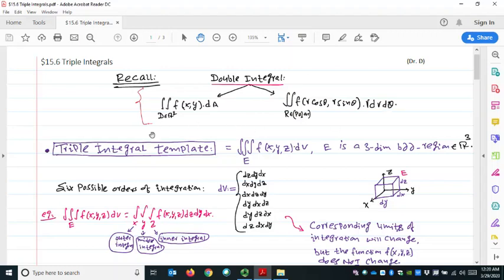And today we are going to define triple integrals for a function of three variables by much the same procedure that we use for double integrals. So the triple integral template is the triple integral of f of x, y, z, and we're integrating with respect to the volume element dV over a three-dimensional region E. Since the volume element dV has six possible orders, we have six possible orders of integration for triple integrals.